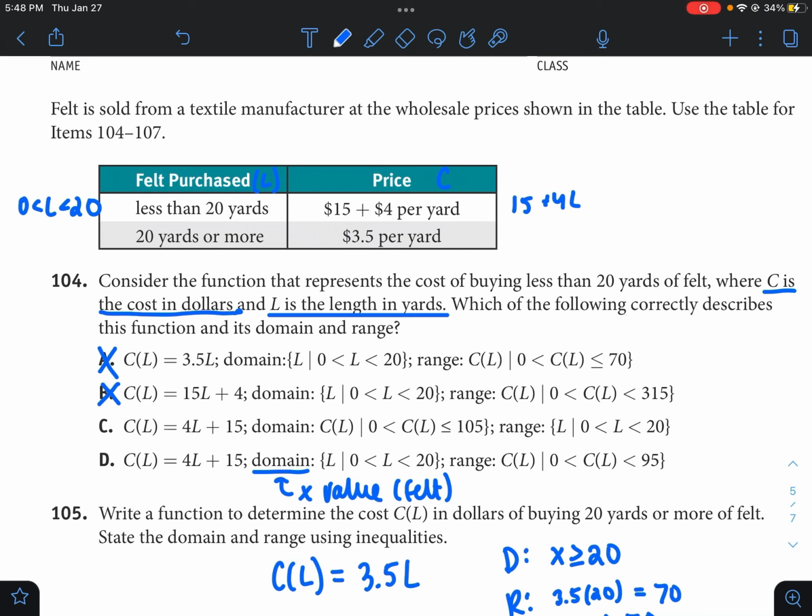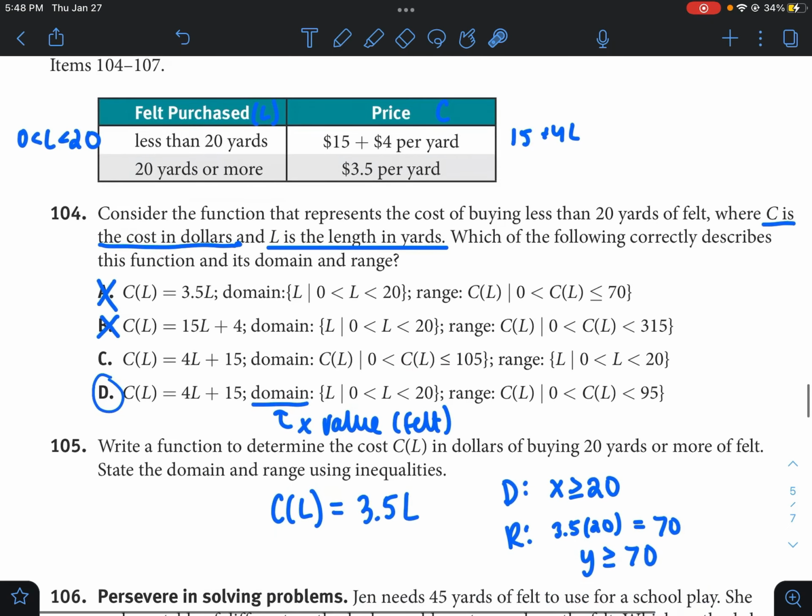This here is expressing the range. So again, that's incorrect there. Potentially, even the range.